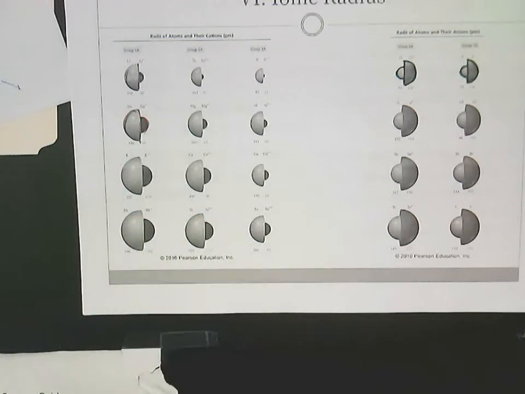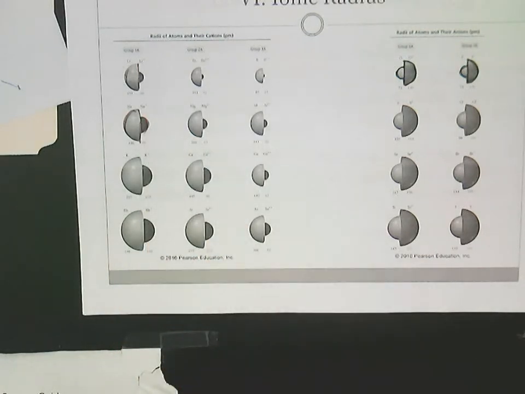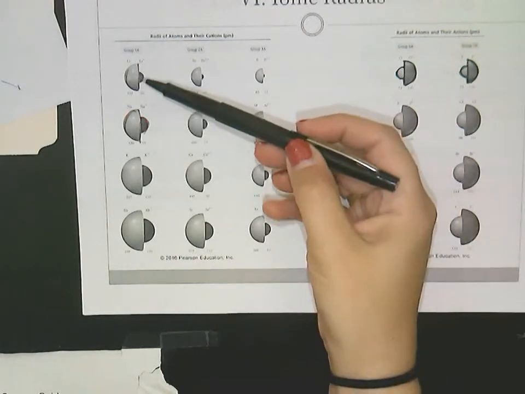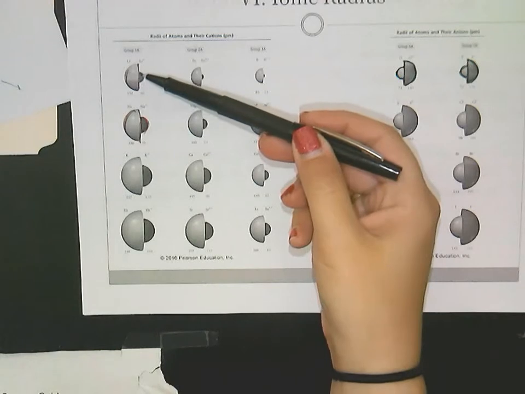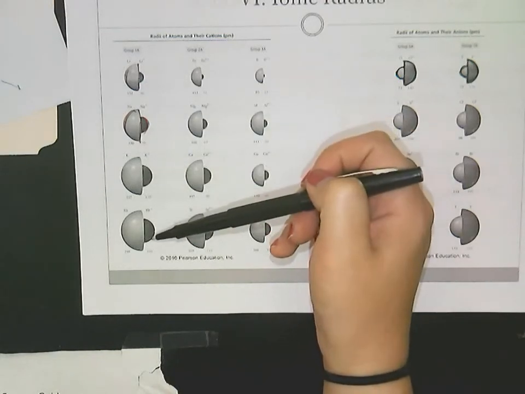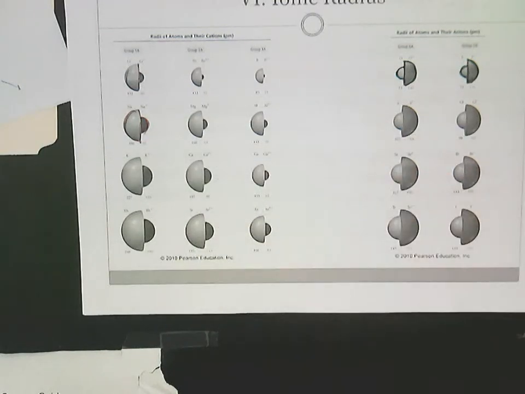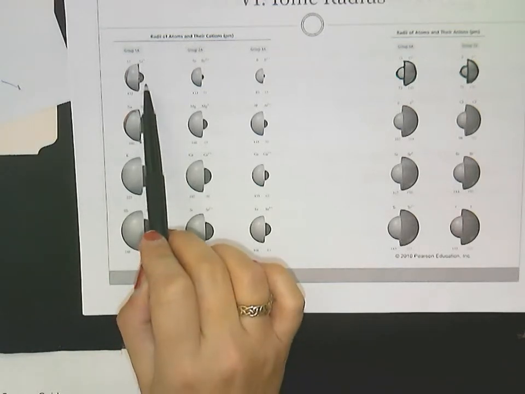But then it follows kind of the same trend that as you go from lithium to beryllium to boron, you go left to right, the radius gets smaller, just like it would normally. And then the radius gets bigger going top to bottom. So if I look at group 1, lithium cation, sodium cation, potassium cation, rubidium cation, those all get bigger. So it's the same trend as it would be if it was neutral. The biggest difference is that they are smaller as a cation and bigger as an anion.